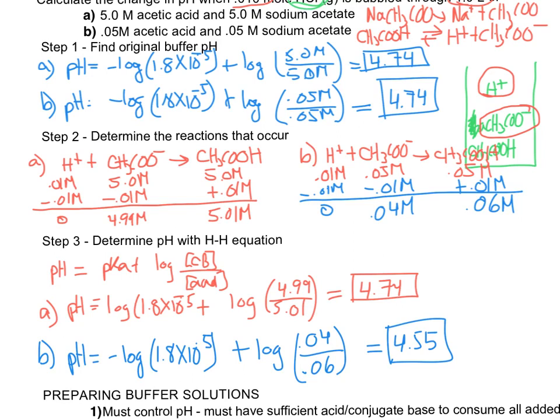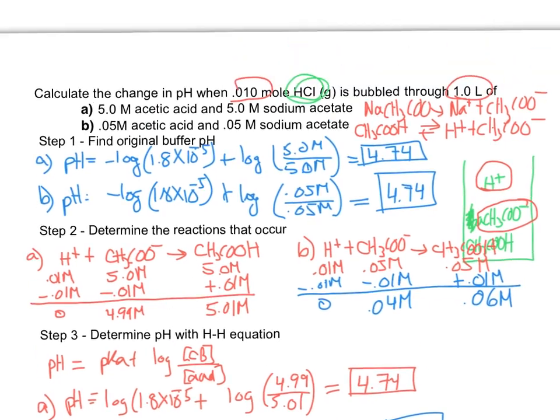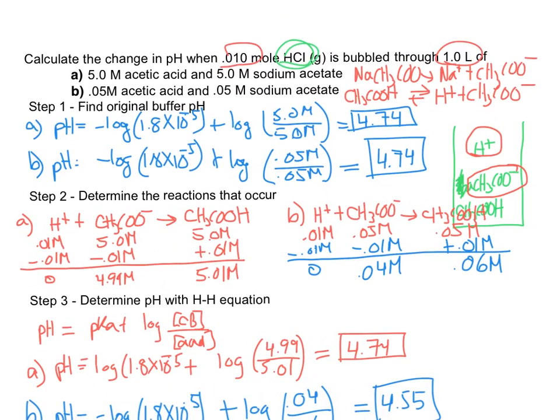Both have good buffering capacity for my amount of acid, but which one has a better buffering capacity? Well, obviously it's A. Let's take a look at the differences between A and B. A had a lot more buffer in it. It's 5 molar compared to B, which was 0.05 molar. Definitely a big difference there.